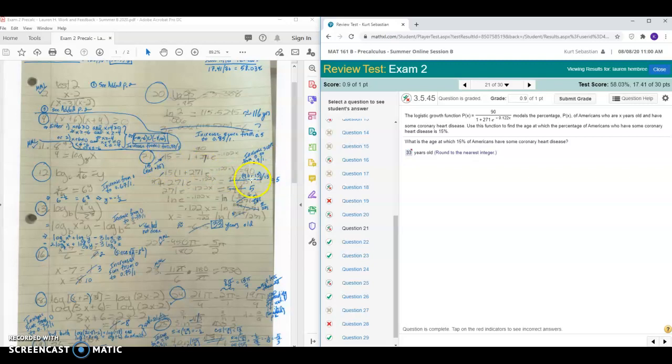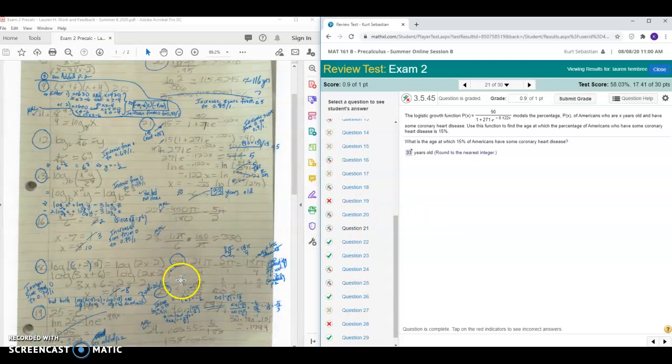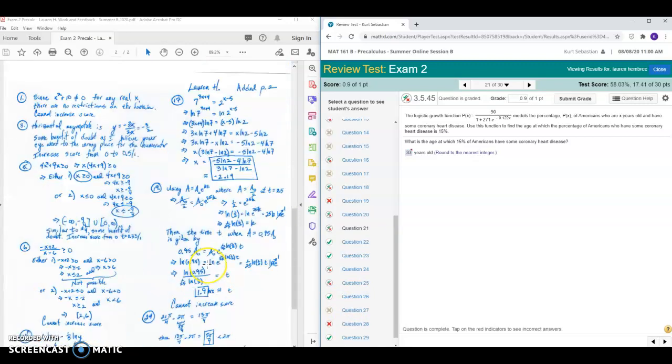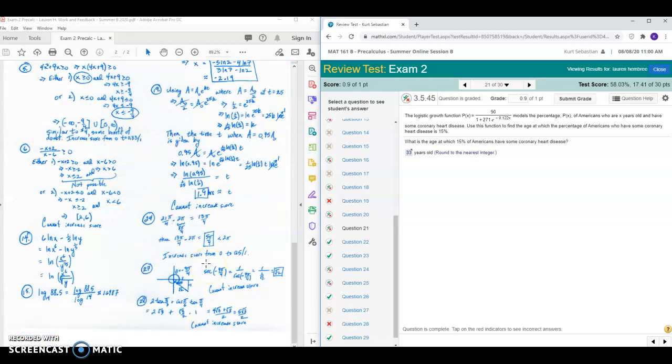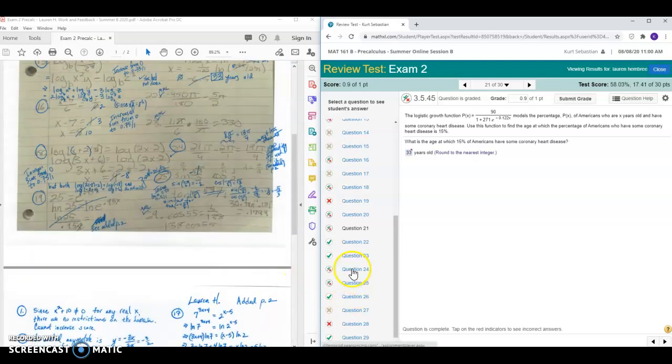So I increased it from 0 to 0.9. Let's see, 22, 23. Next work you have is 24. 22 and 23 were already correct. All right, so 24.